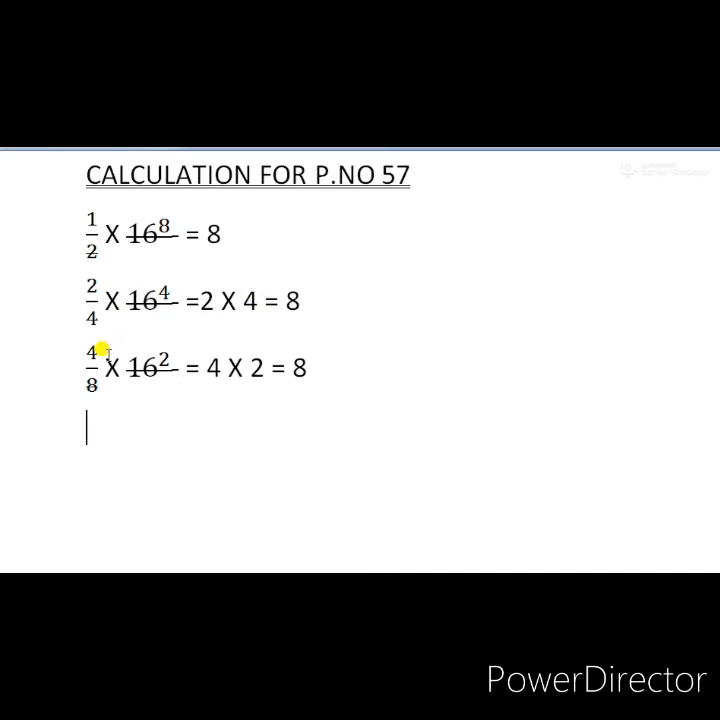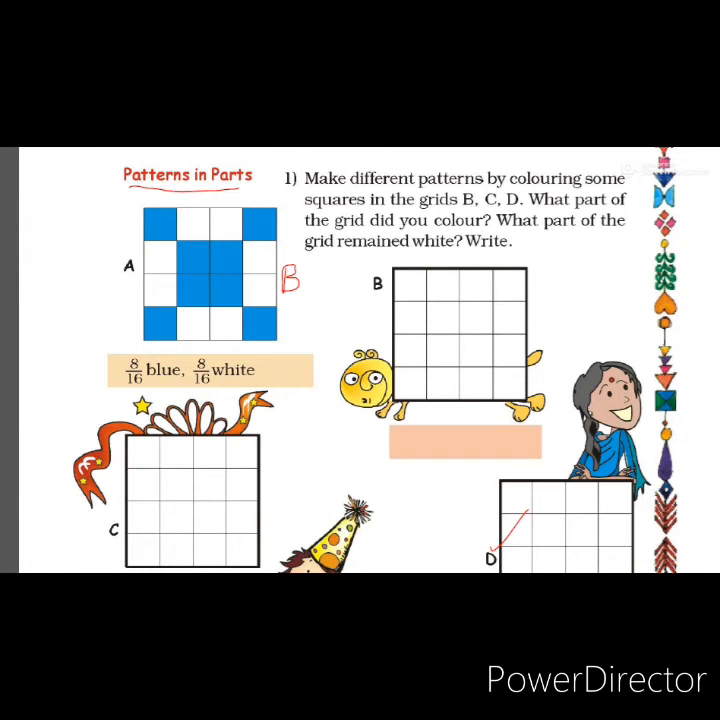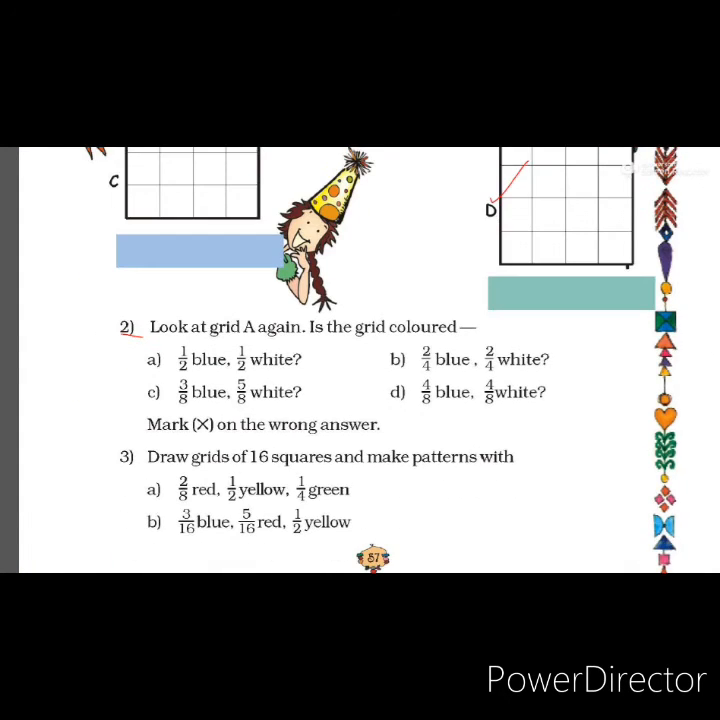Now see option D. Option D is 4 by 8 blue and 4 by 8 white. That means 4 by 8 of 16. That also we have to find: what is 4 by 8 of 16? 4 by 8 of 16 is equal to 4 into 2, 8. That also we got 8 boxes. So according to that picture, these 8 boxes, all these 3 options are correct. That means 8 boxes colored and 8 boxes not colored, that means half part of the box colored and half part not colored.